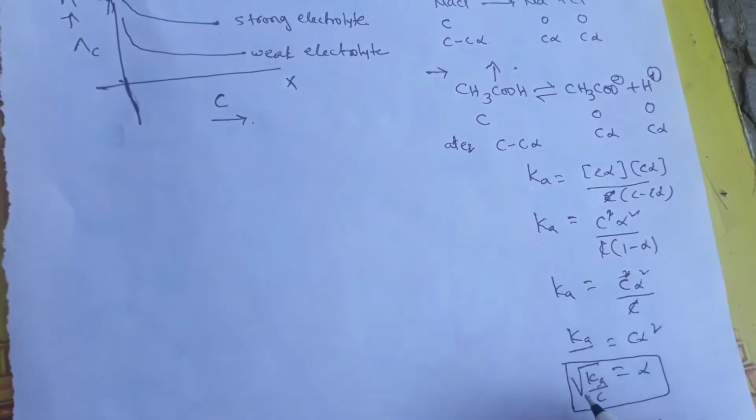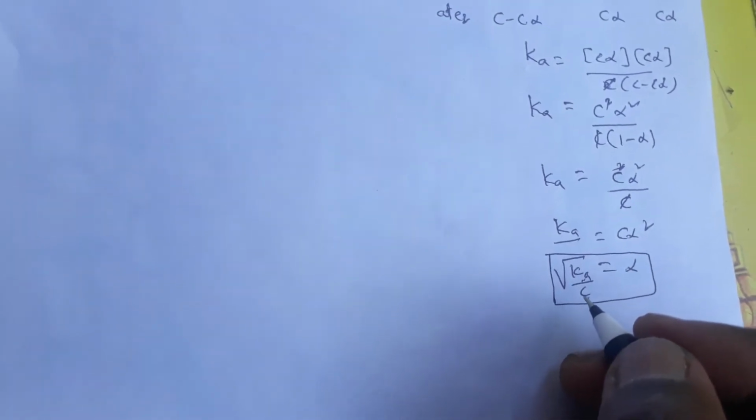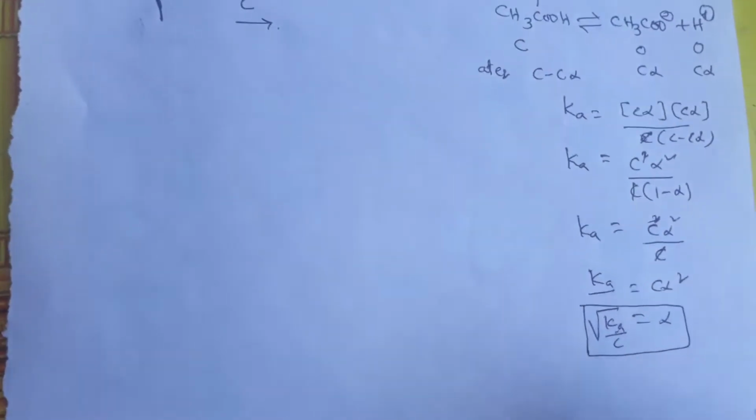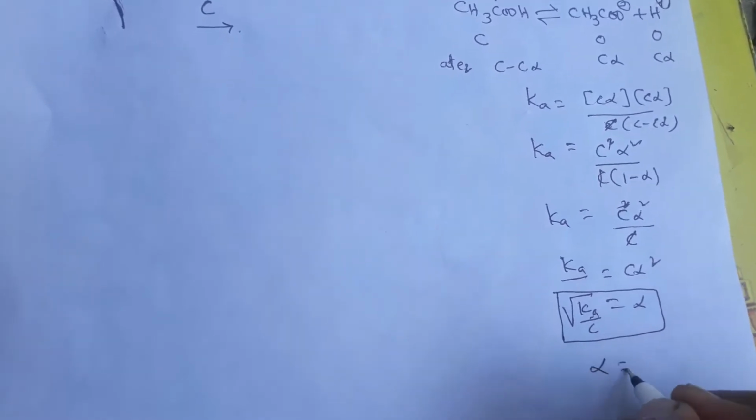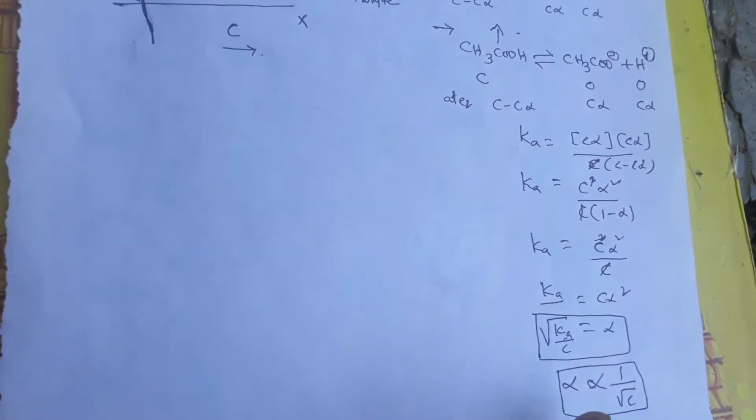So degree of dissociation will depend upon the Ka value. Degree of dissociation is directly proportional to the square root of 1 by C. This is the alpha value. So degree of dissociation will depend on the root C value.